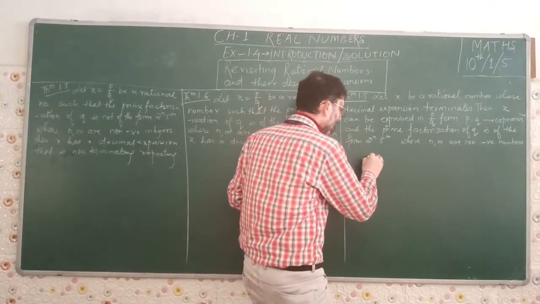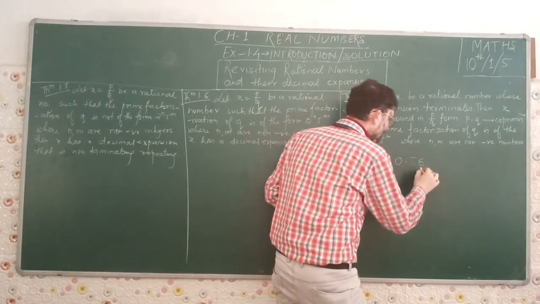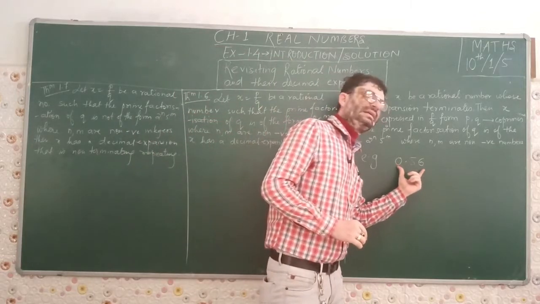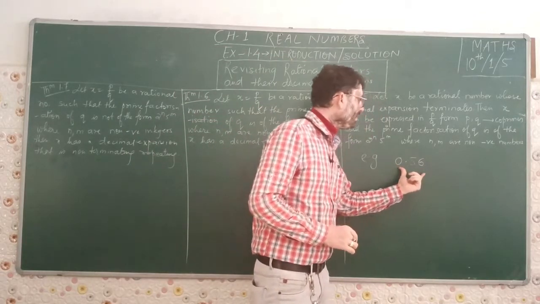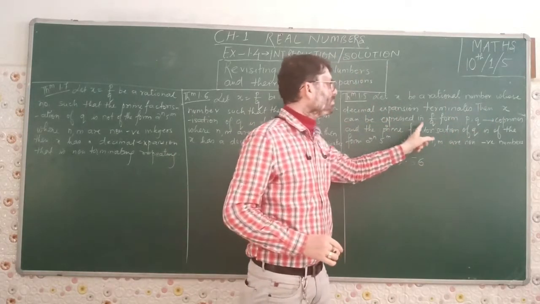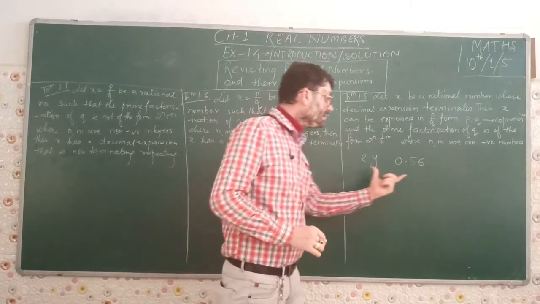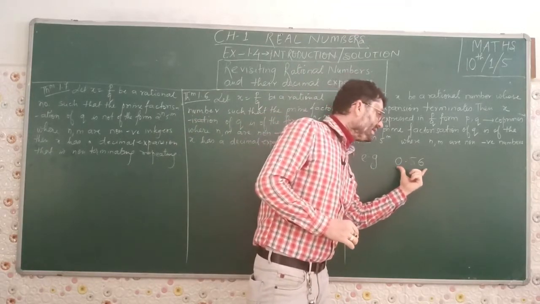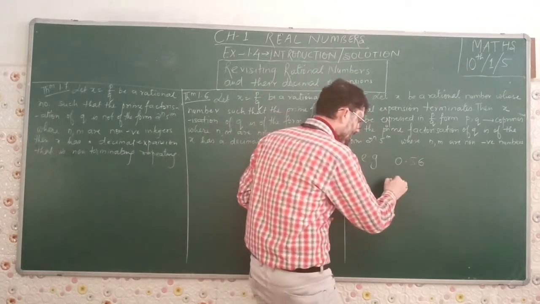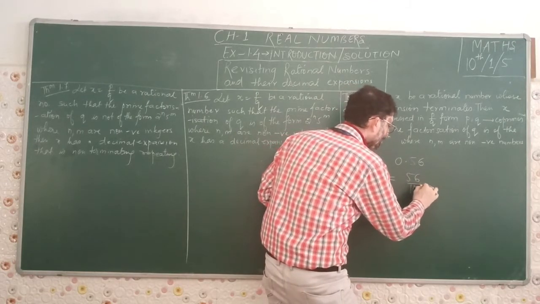Let us take an example. 0.56. Suppose this is our rational number that is a terminating decimal expansion. If it is a terminating decimal expansion, then x can be expressed in p upon q form, where p and q are co-prime numbers. That means this rational number that is a terminating decimal expansion can be expressed in p upon q form. How? Let us see. If we remove the decimal part, it becomes 56 by 100.